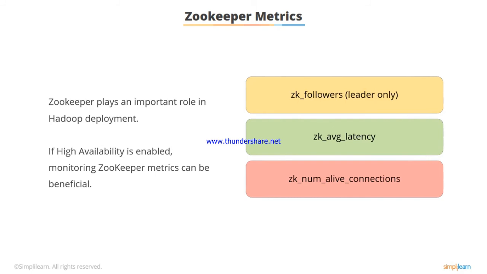ZK_AVG_latency. The average request latency is the average time it takes, in milliseconds, for Zookeeper to respond to a request. By tracking the average latency over time, it is possible to better correlate errors that may have been caused by stale data. zk_num_alive_connections. Zookeeper reports the number of connected clients via this metric. This represents all connections, including connections from non-Zookeeper nodes.